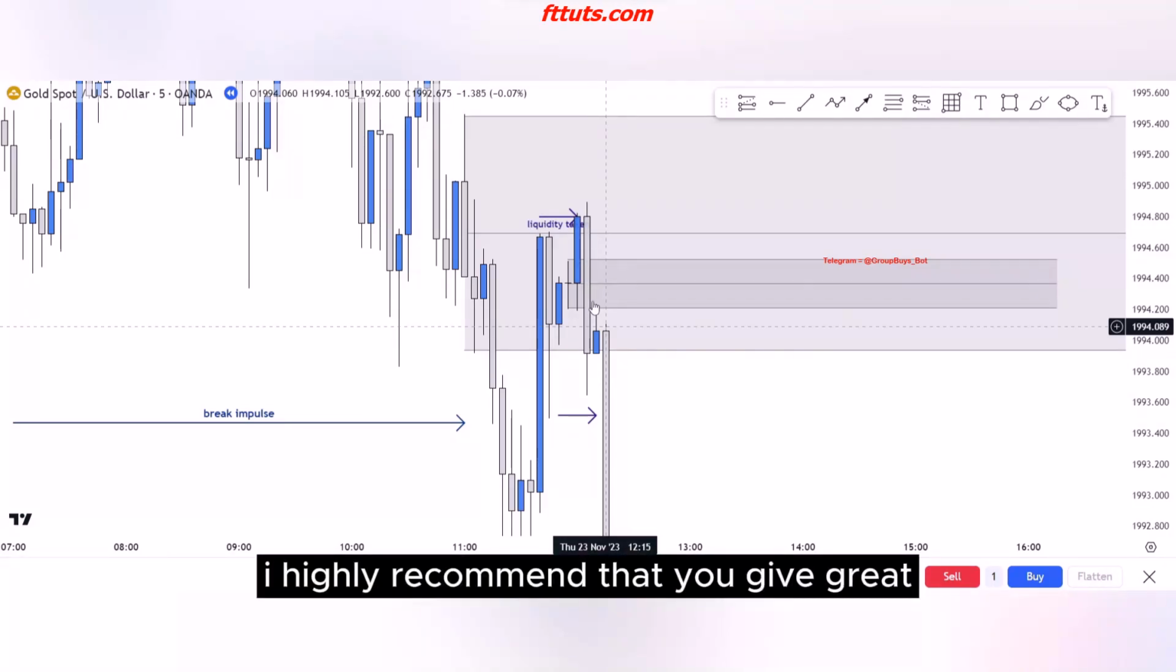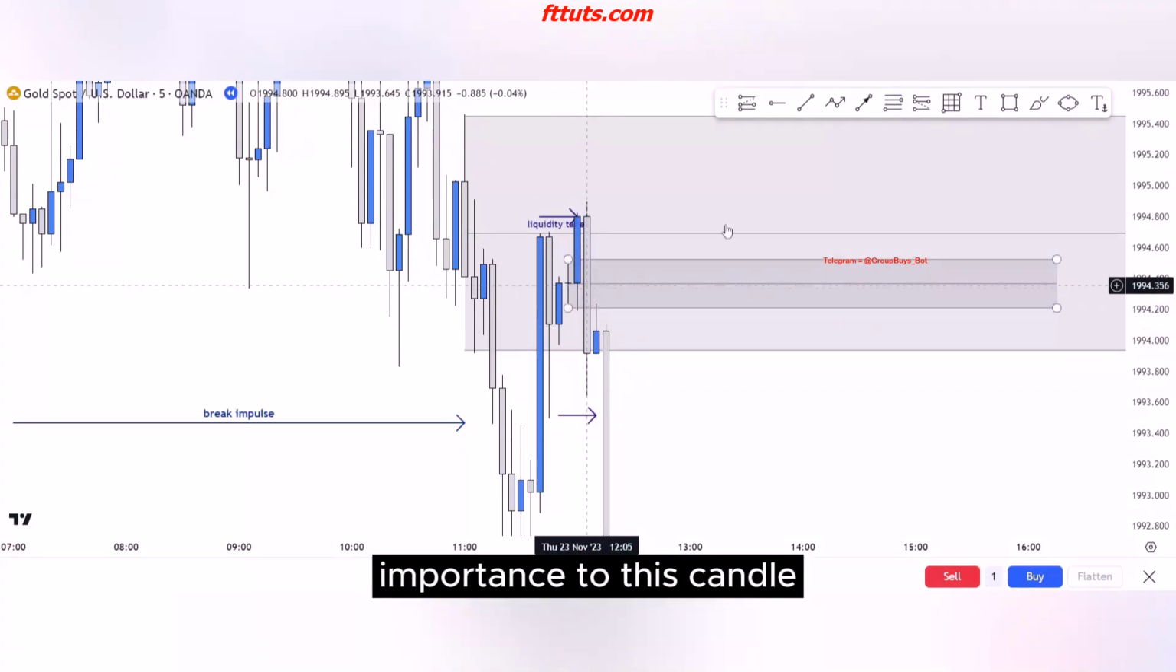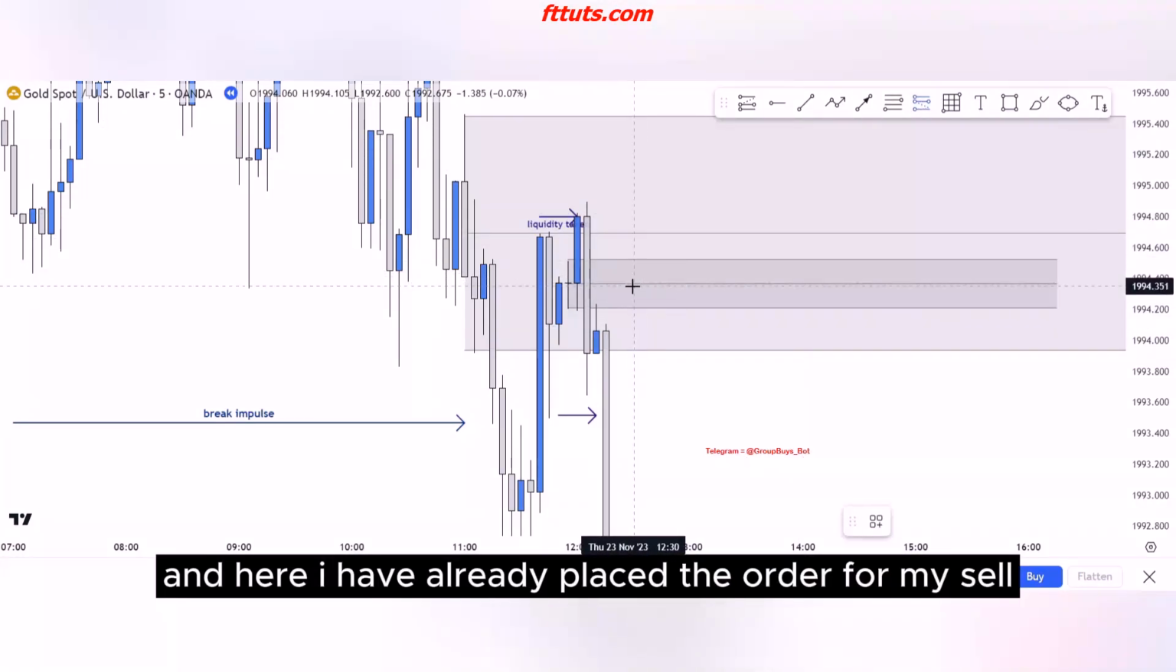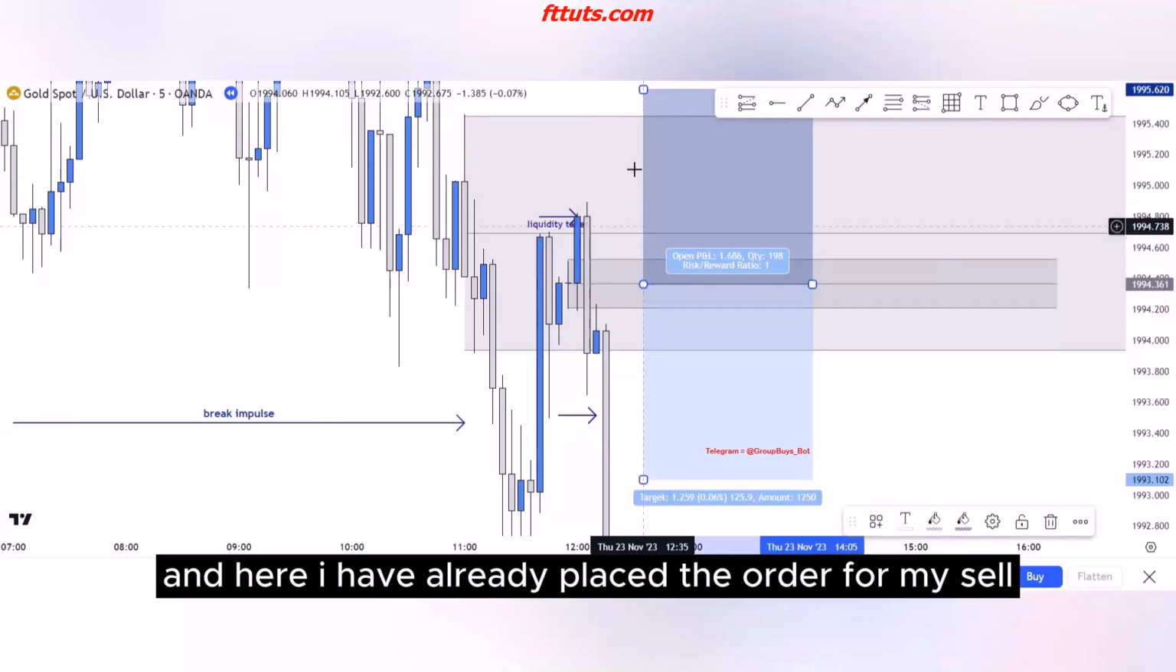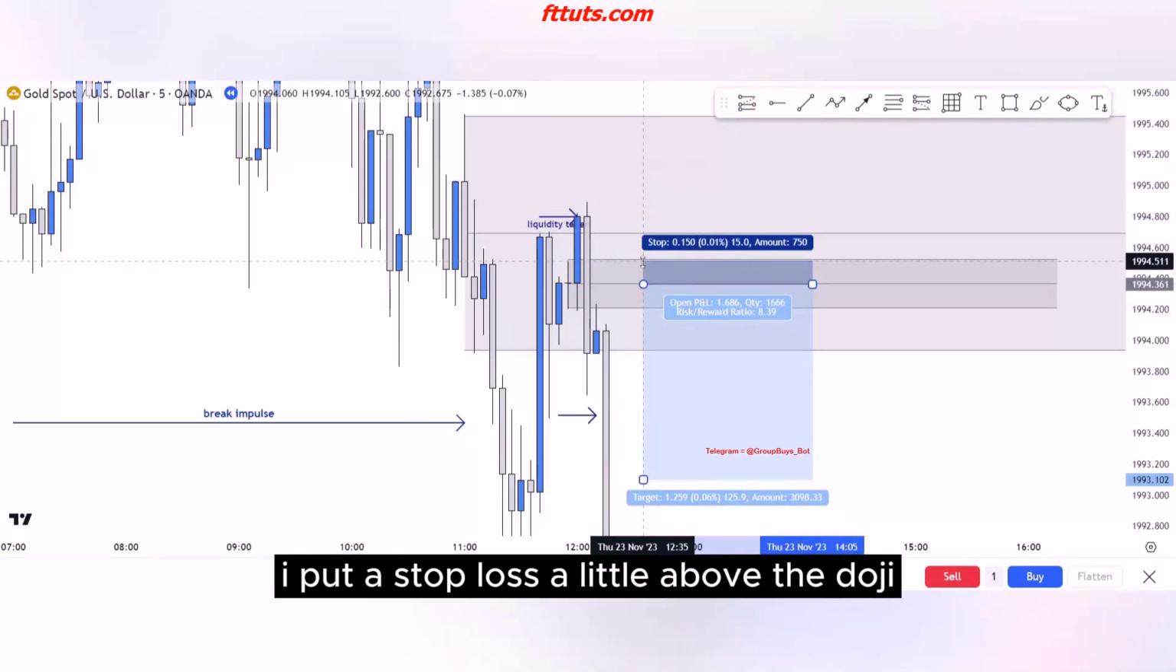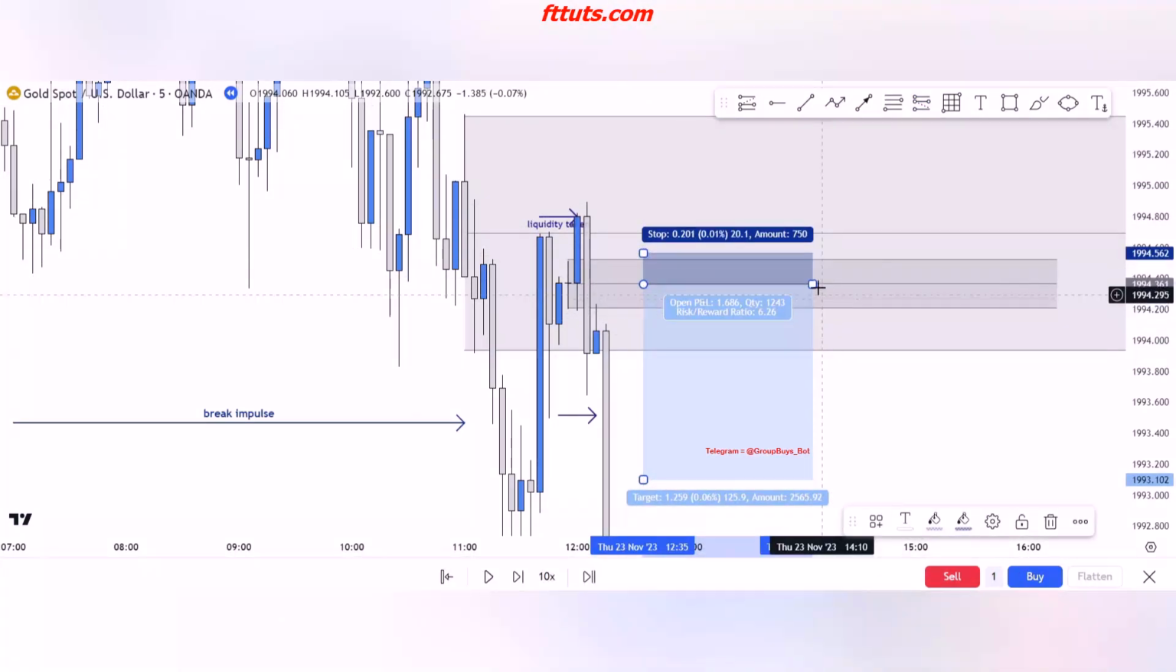I highly recommend that you give great importance to this candle, and here I have already placed the order for my sell. I put a stop loss a little above the doji.